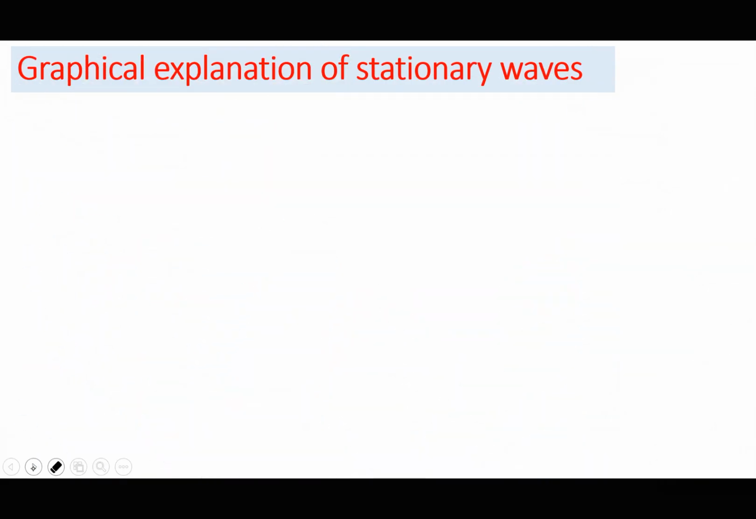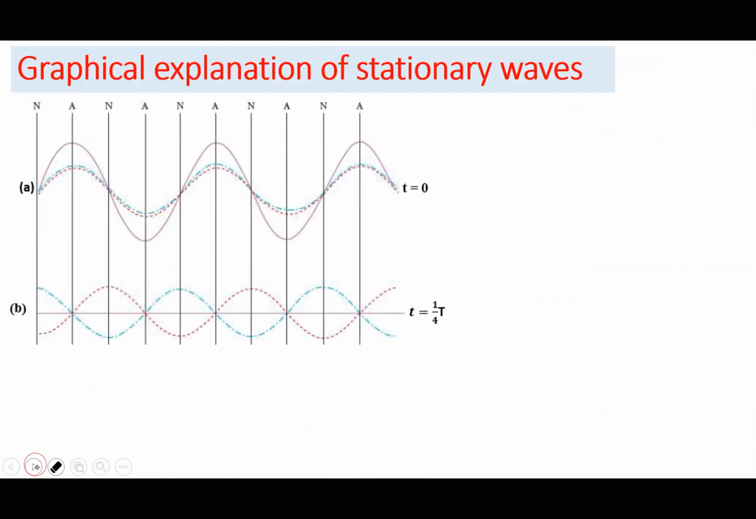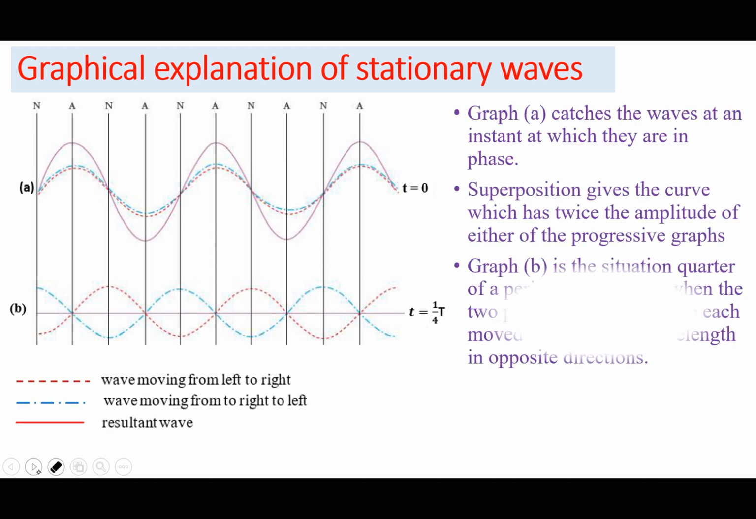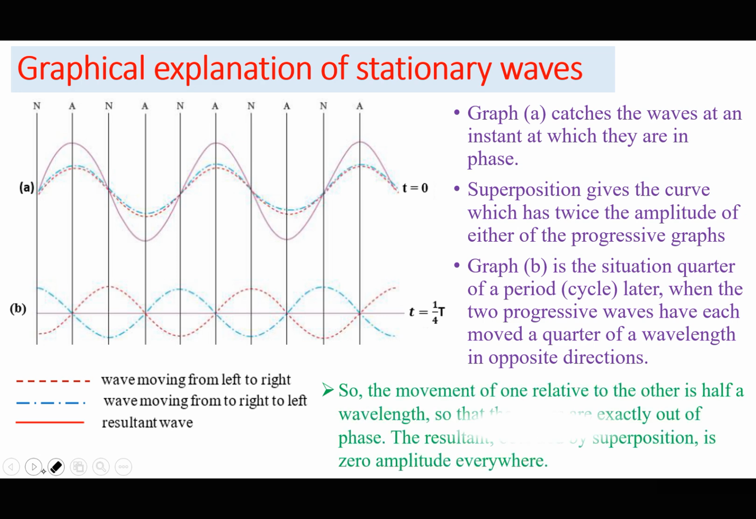So after a quarter cycle, a crest is going to be aligned with a trough, and in that case, we shall have destructive interference. And for destructive interference, we expect the resultant to be a horizontal line along the x-axis, because we have total destruction or destructive interference. I've showed you what happens here.